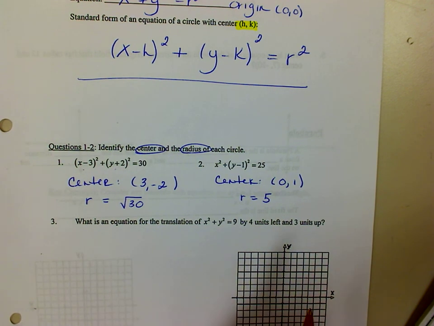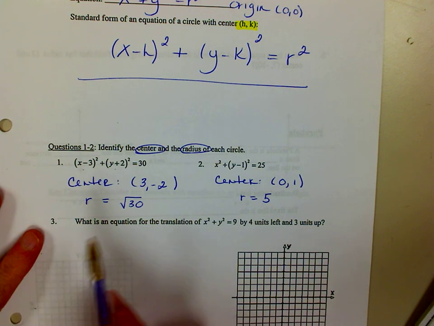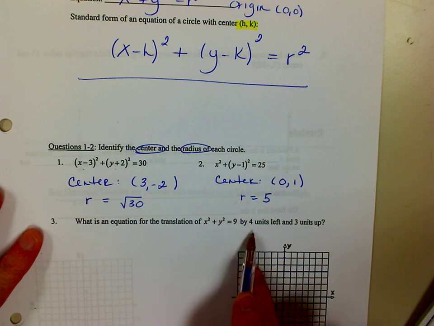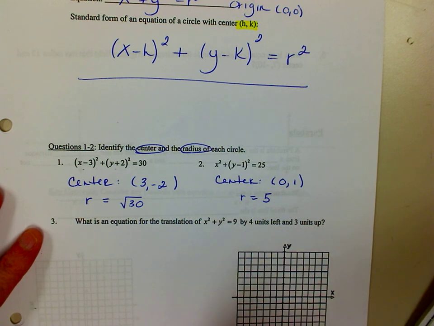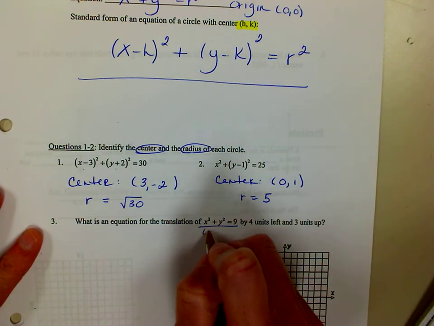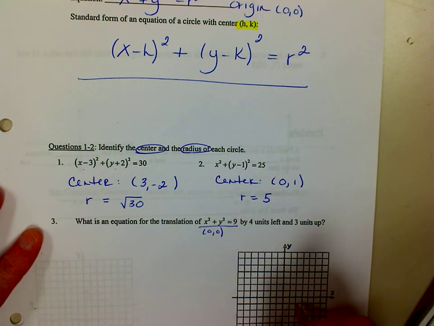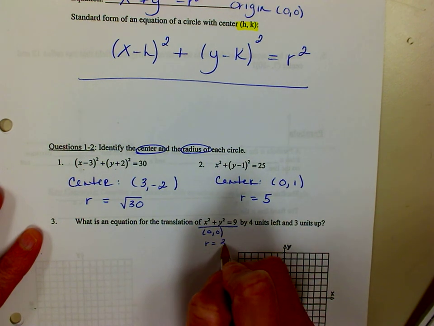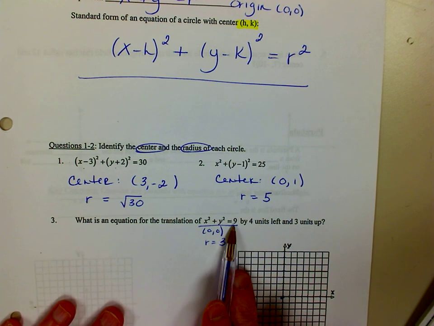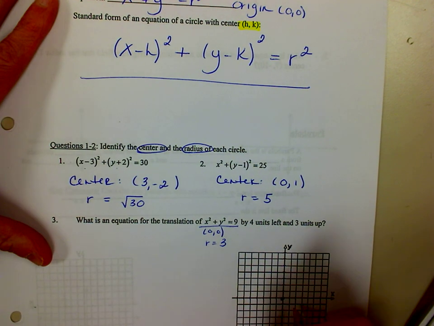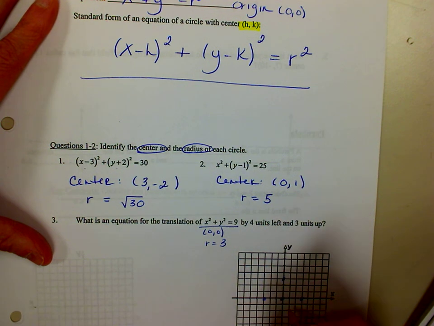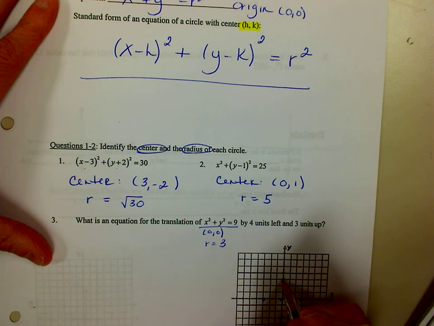Okay, so what I'm going to do first on this one, I want to write an equation of the translation of this circle given these units. So first I'm going to graph this. The center would be 0, 0, and the radius would be 3, because if this is the radius squared, the square root of that is the radius. So I'm going to go over 3 places all the way around and then connect.